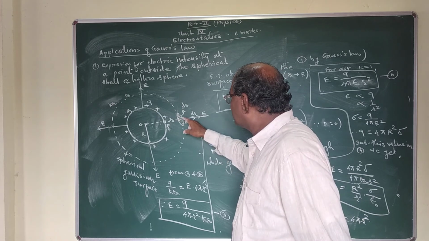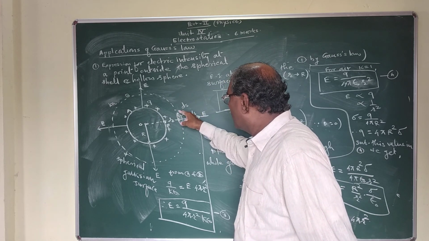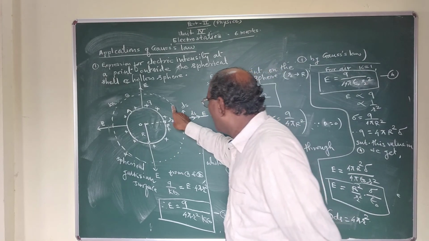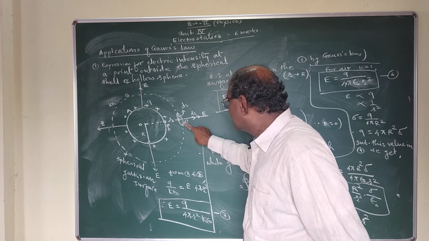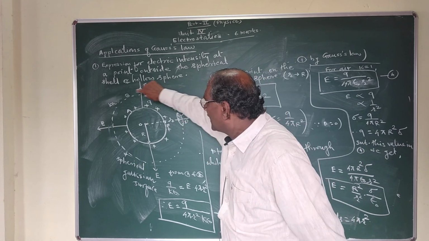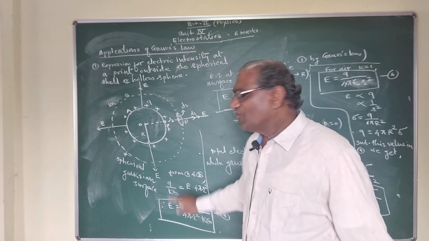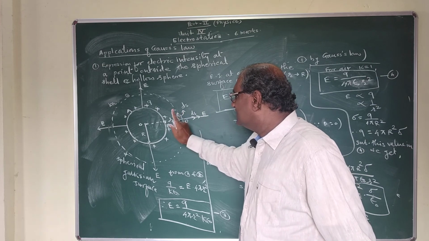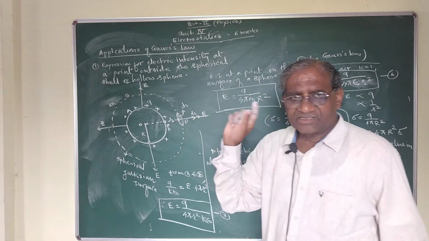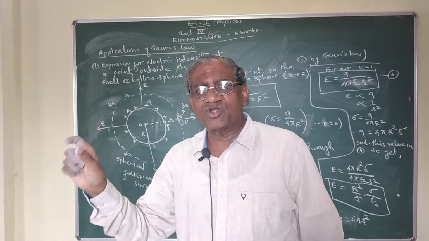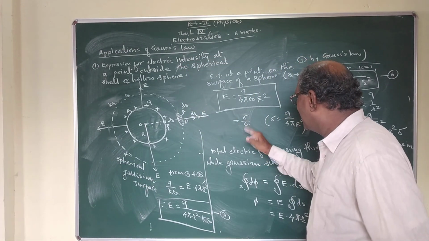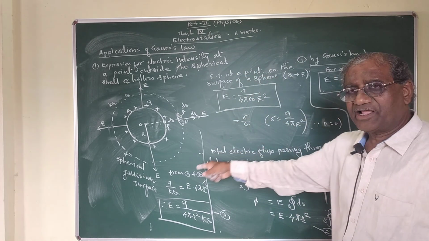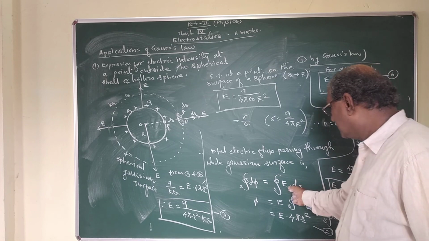But we want the total flux over the whole spherical Gaussian surface. This whole spherical Gaussian surface consists of such a large number of elements, and on one of the elements of the Gaussian surface, the charged sphere produces small flux, that is d phi is equal to E into ds. Therefore, total electric flux passing normally through the whole Gaussian surface can be obtained by taking integration. This is the total electric flux.